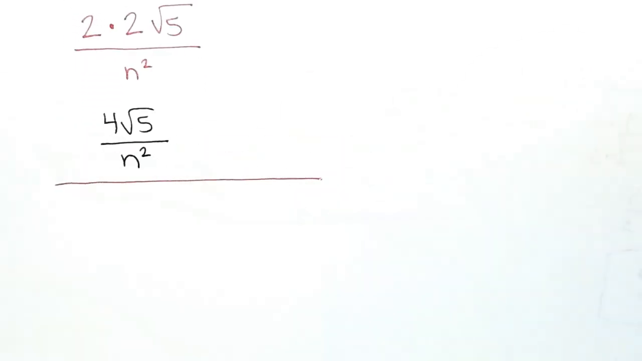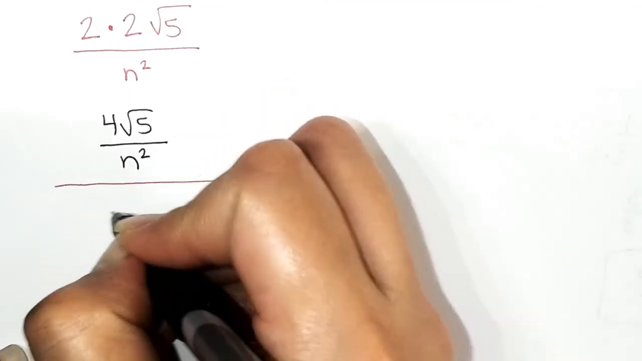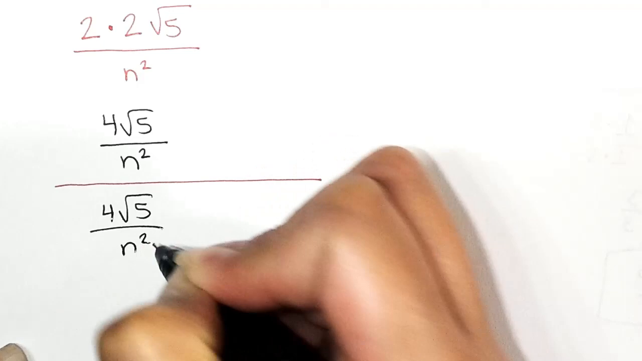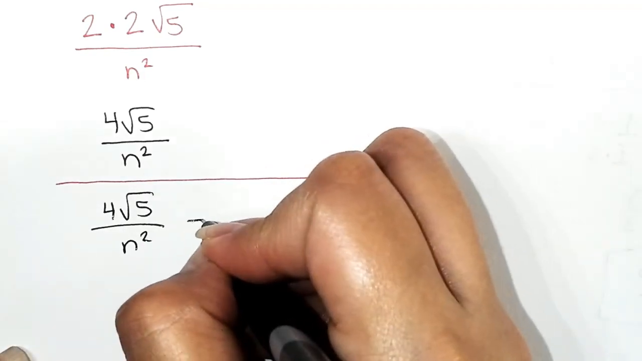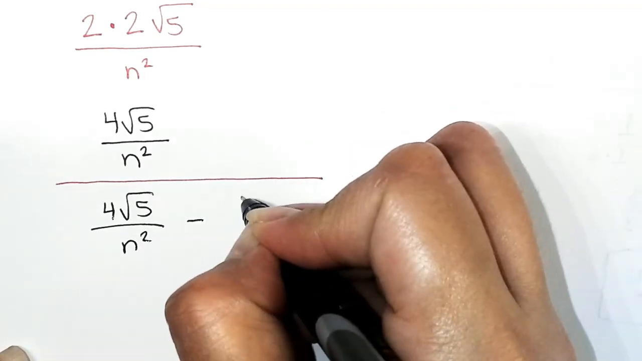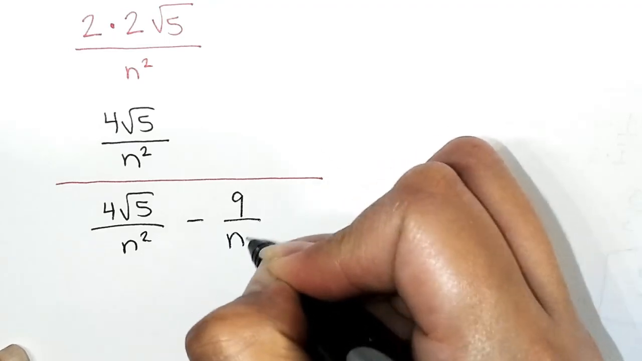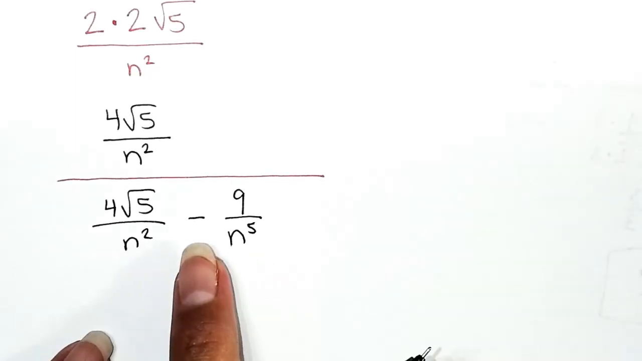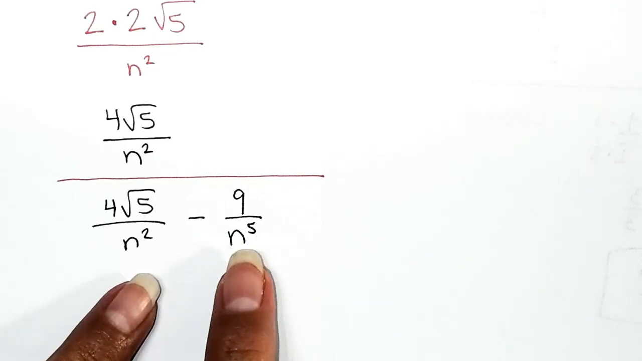Okay, the first part of the puzzle simplified to 4 times the square root of 5 over n squared. The operation was minus, and the second part of the puzzle simplified to 9 over n to the 5th. Fantastic. Now, the directions read: add or subtract to simplify the expression. We got two things separated by a minus sign, so guess what we're doing? We are subtracting.